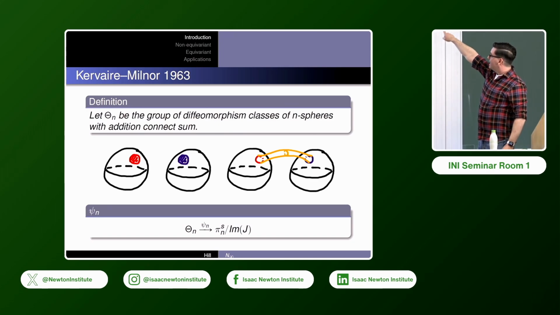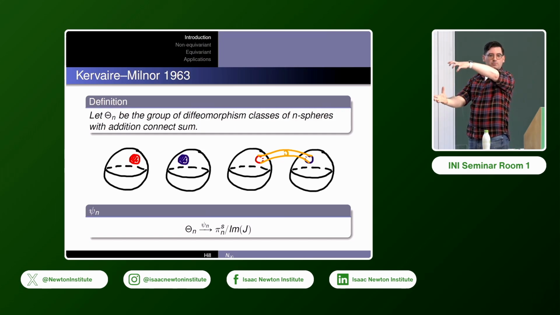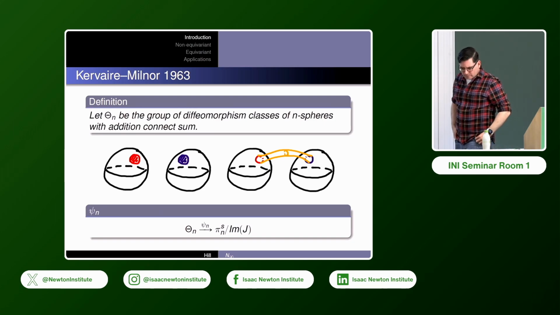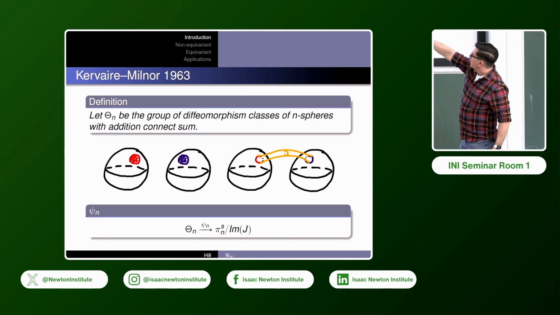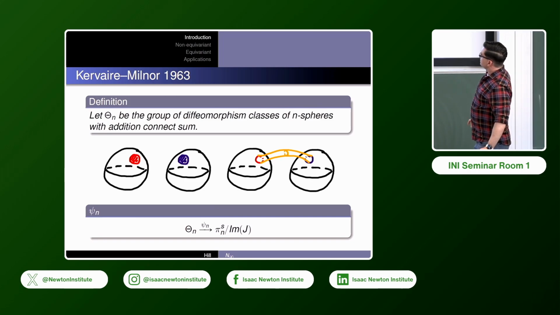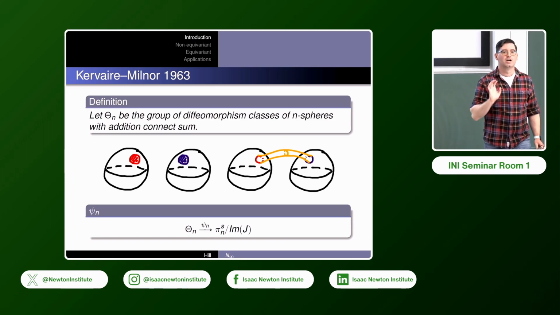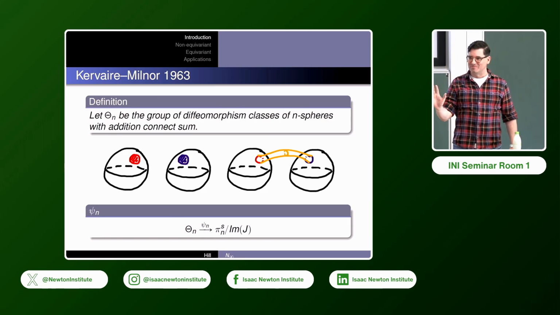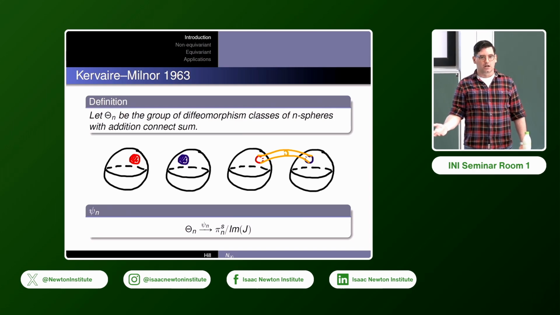Because if I just inflate that orange section like a balloon, it's going to expand out more and more, and now I'm going to have something that looks like a standard sphere again. And what Kervaire and Milnor showed is that this group, Theta n, of diffeomorphism classes of n-spheres, can actually be connected to a different quantity, which I didn't provide any explanation of on this slide. I will tell you about it. Namely, the stable homotopy groups of spheres and a quotient of it.